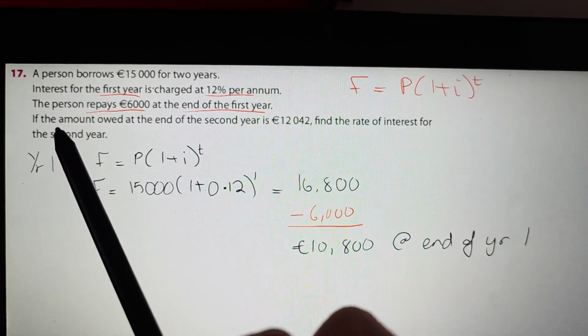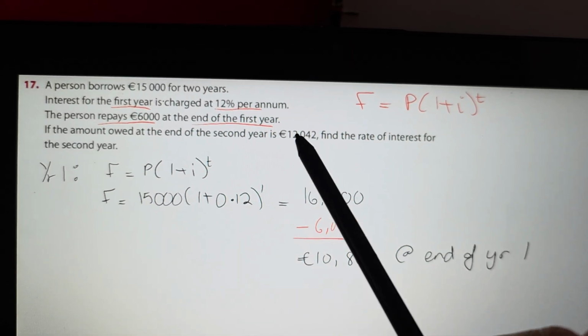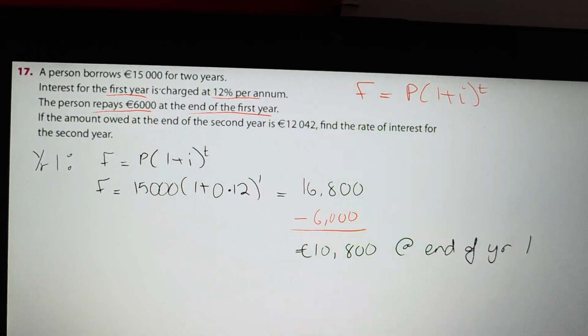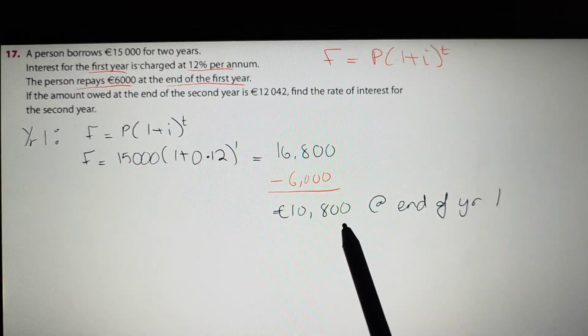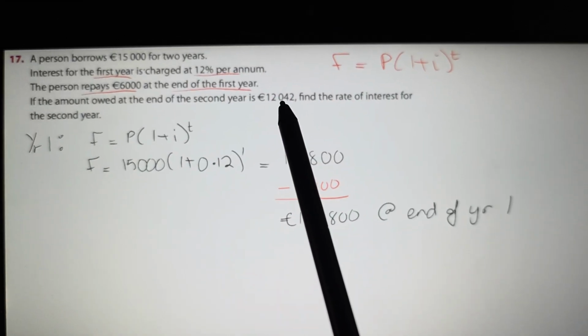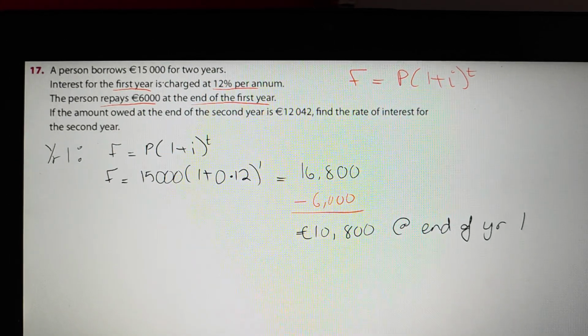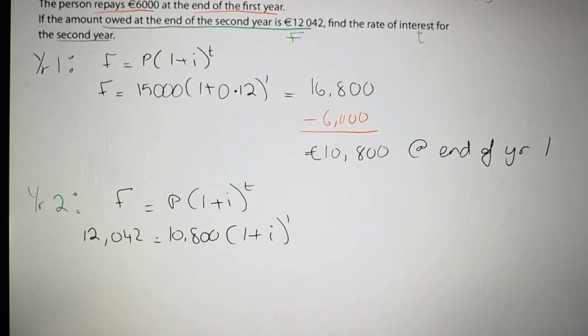It then says, if the amount that is owed at the end of the second year is €12,042, what rate of interest was charged? Okay, so this is what they owed at the start of year 2. This is what they owe at the end of year 2. So obviously the difference between those two figures must be the amount of interest that accumulated. Okay, so I can use my formula.